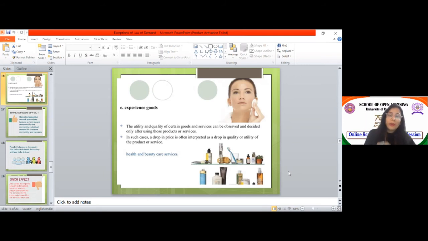Like suppose, if you're going to a saloon and you find the prices very economic, but then later on you find that the price had decreased, then you must be thinking that okay, the quality of the services here is not that good. I think the quality of some other saloon services must be much better, who have the higher prices. So sometimes experience goods also defy the law of demand.